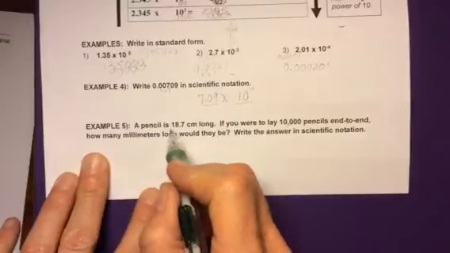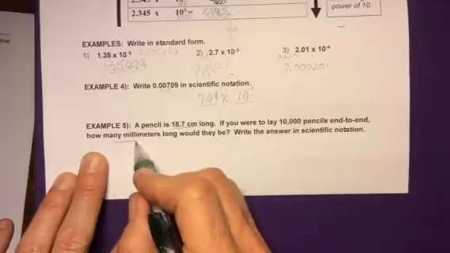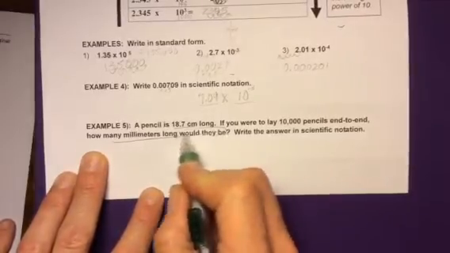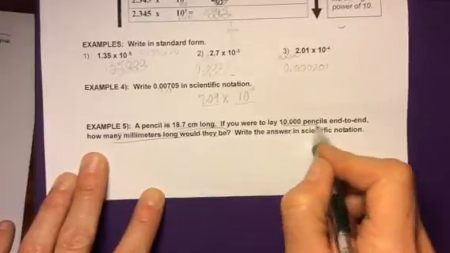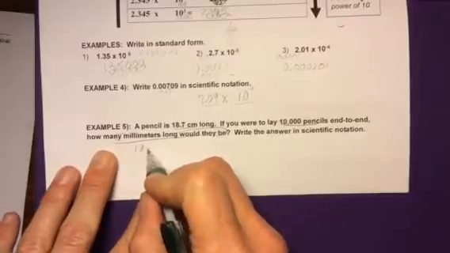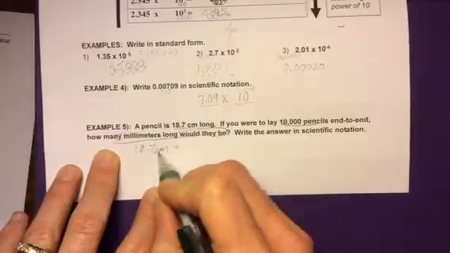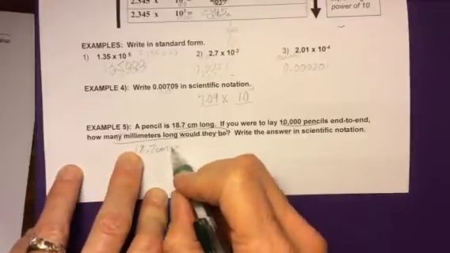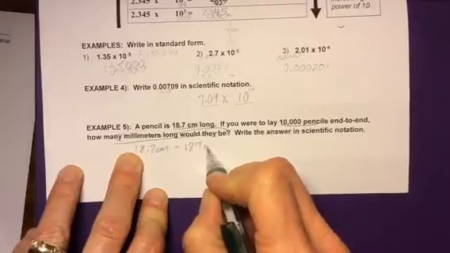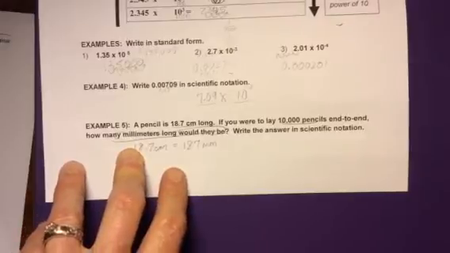So the first thing is this pencil's 18.7 centimeters long. We want to know how many millimeters long it would be. And we have 10,000 of these pencils. So first of all, let's convert 18.7 centimeters to millimeters. And there's 10 millimeters per centimeter. So that would be 187 millimeters. It's the same thing as 18.7 centimeters.